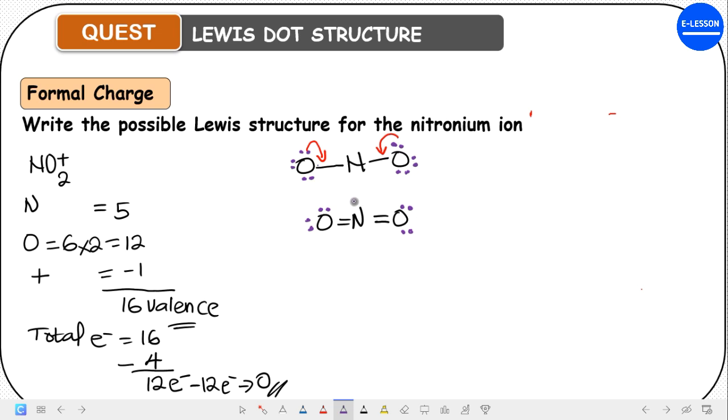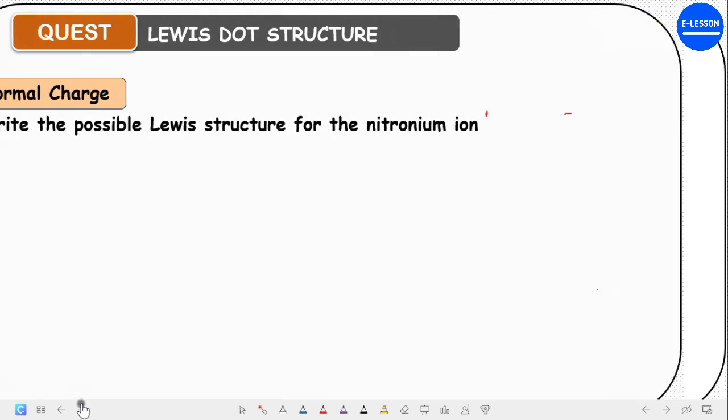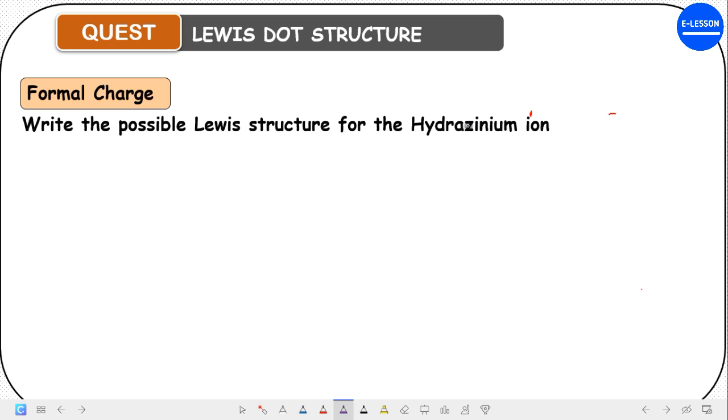Now you have to introduce the positive sign on top of nitrogen here. All right. So this is the correct Lewis dot structure of this compound. Now when we talk about the idea of formal charge, you know why this one is the most stable Lewis dot structure. Is that okay? Now let's draw for another compound quickly. You have the Hydrazinium Ion. Draw the Lewis dot structure for the Hydrazinium Ion.